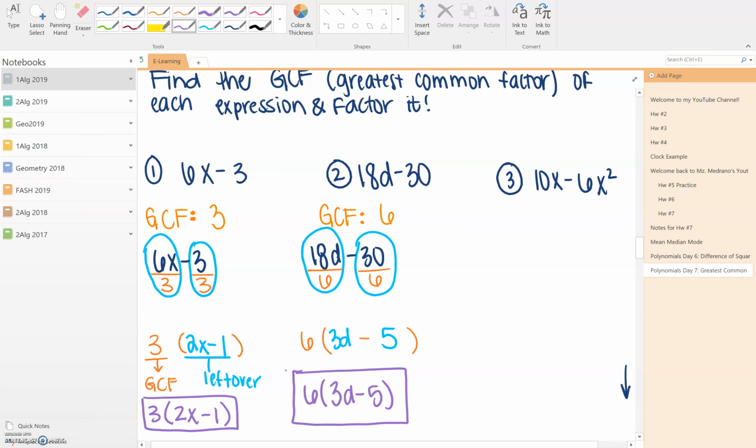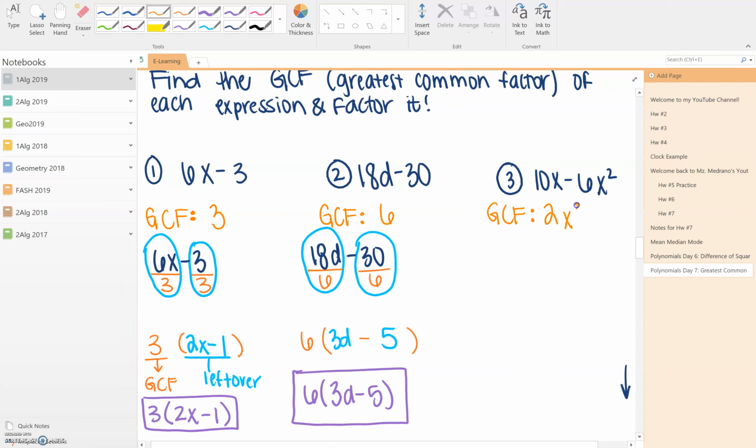Okay, let's go ahead and follow that same process for number 3. So greatest common factor. This one's going to be a little different because I've got numbers and I've got variables in both of my terms. So let's first figure out the number. What's the greatest common factor that I can divide 10 and 6 by? And the answer is 2. Now we need to look at our variables. How many x's total can I take out?